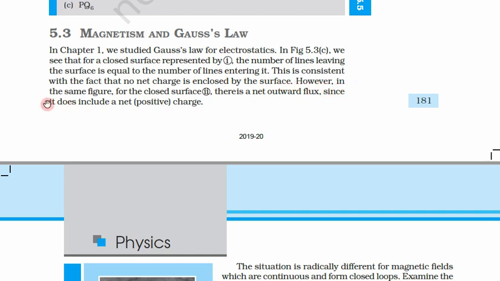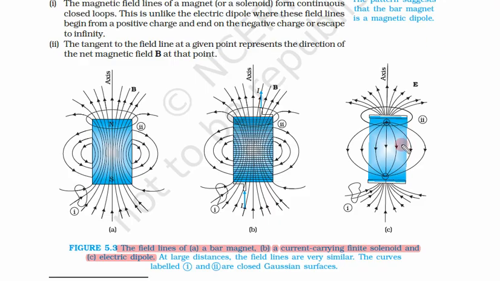This is consistent with the fact that no net charge is enclosed by the surface. However, in the same figure, for the closed surface 2, there is a net outward flux since it includes a net positive charge. So what they are saying is figure 5.3c, surface 1 and surface 2. Let us go to figure 5.3. So here we are at figure 5.3c.